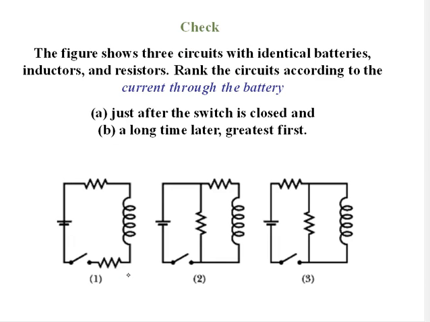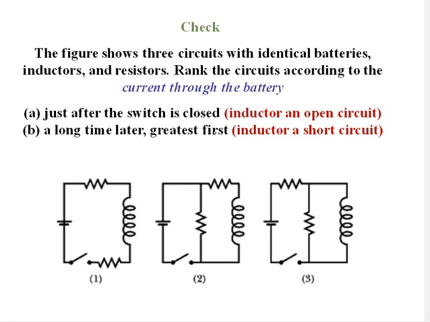So let's look at this problem here. We have 3 different circuits. We have identical batteries, and we want to rank the circuits according to the current through the battery just after the switch is closed, and then a long time after the switch is closed, and we're going to rank them greatest first. So just after the switch is closed, the inductor is an open circuit. A long time after the switch is closed, the inductor is a short circuit. So that simplifies the problem a little bit.